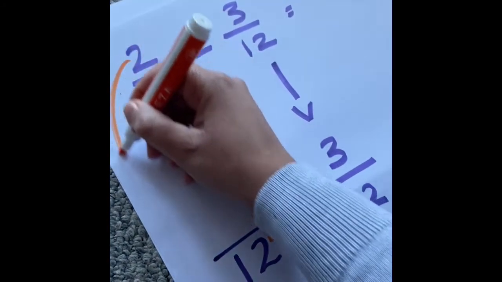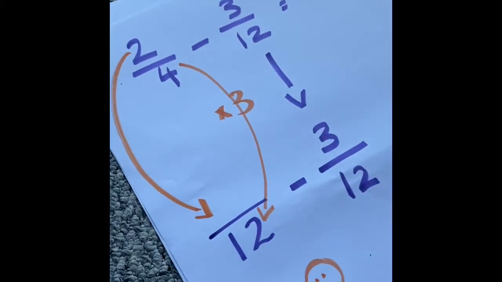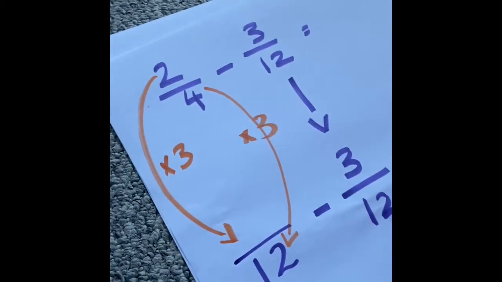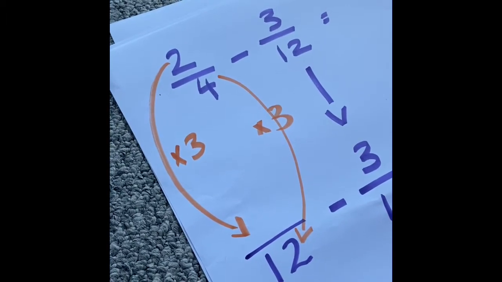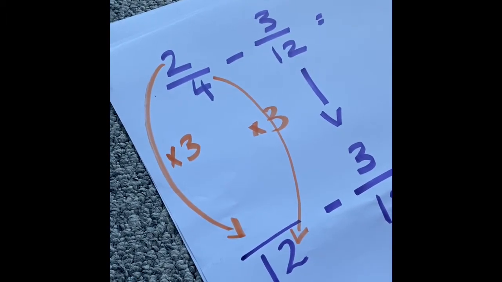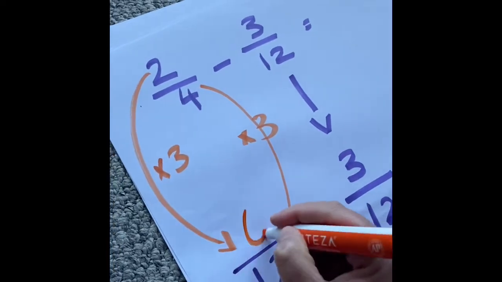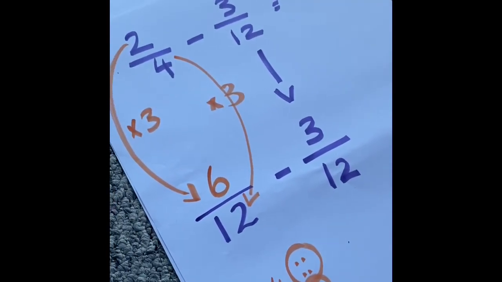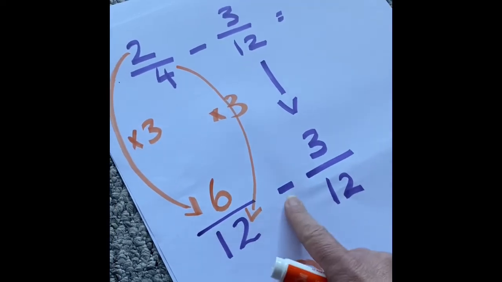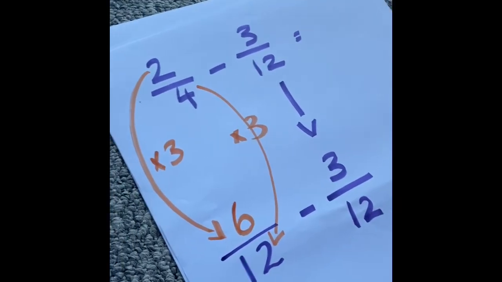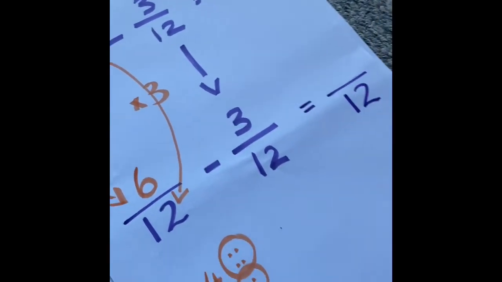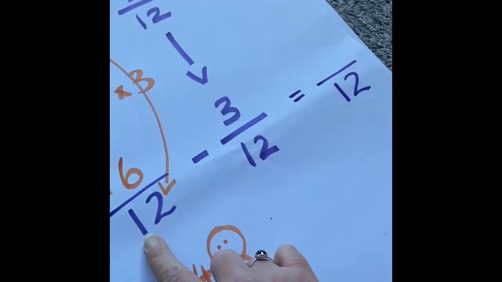What do I need to do to the numerator that I do to the denominator? I need to do exactly the same. So 2 multiplied by 3, 2 lots of 3, 2 groups of 3 becomes 6. My new calculation now is 6/12 take away 3/12. And we know that our denominator always stays the same. We're working in 12ths here.